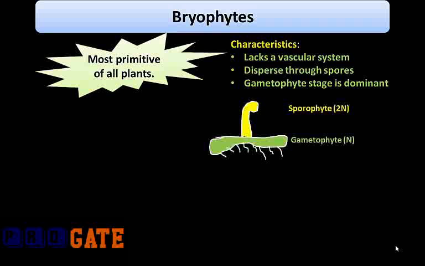The sporophyte is parasitic on the gametophyte, as we can see from this diagram. So in this diagram, the upper part is the sporophyte, which is a parasite on the gametophyte. Now this stems from the embryo being retained in the female sex organ of the gametophyte.